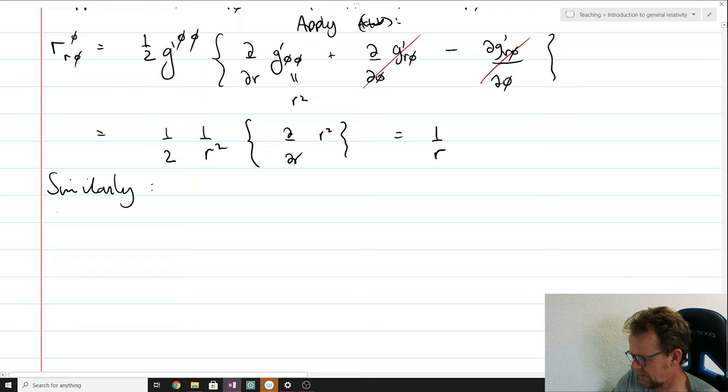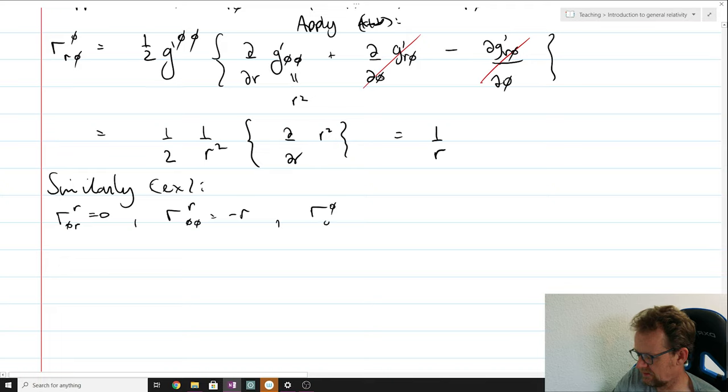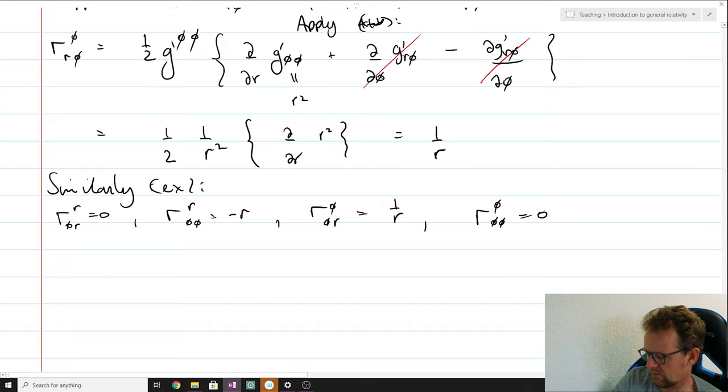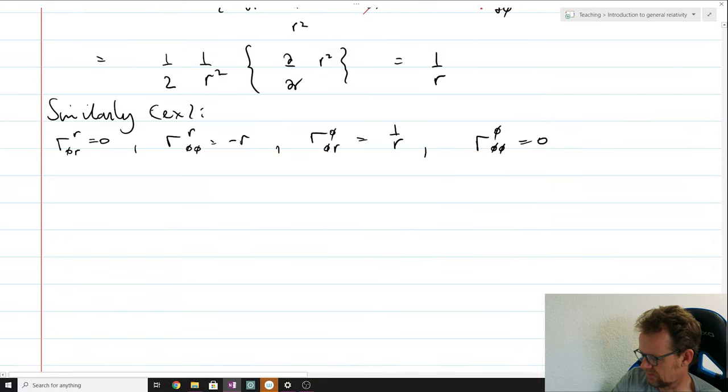We have that gamma φ r is 0. Gamma r φφ is minus r. You can go ahead and work that out yourself. So this is exercise stuff. You've seen me do the derivation for one of the Christoffel symbols; it is exactly the same computation every time. And so here are the remaining Christoffel symbols. There's 8 in total, right? 2 times 2 times 2 Christoffel symbols.